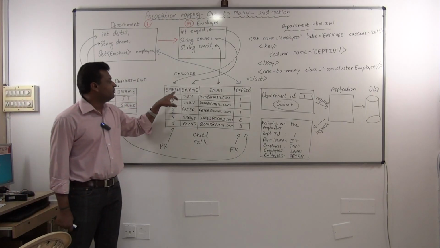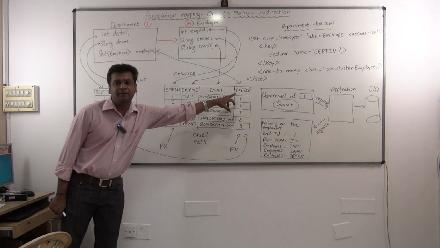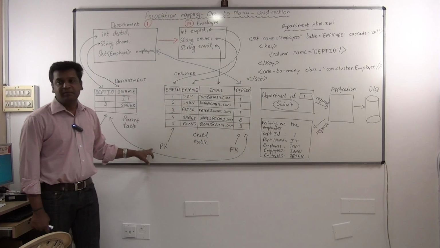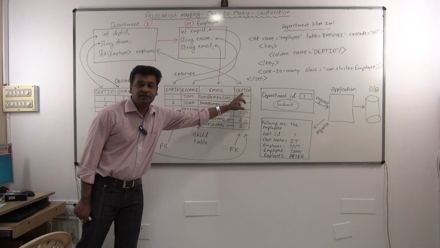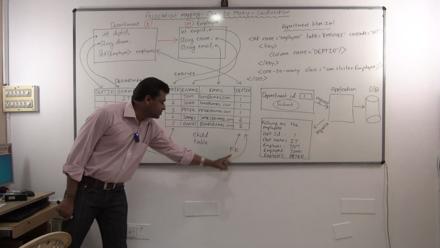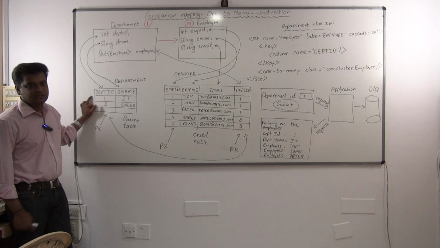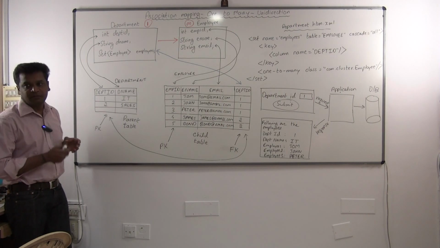In the employee table we are having four columns: EMP-ID, E-name, email, department ID. Four columns are there. And here EMP-ID is the primary key. So the employee table also has one foreign key, called department ID, and it is referencing department ID in the department table. So that is how these two tables are related. So this is the design of your tables now.